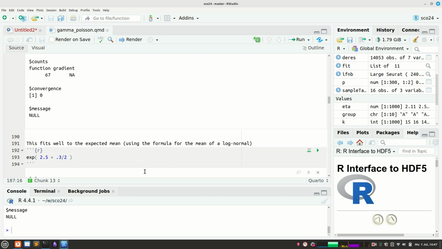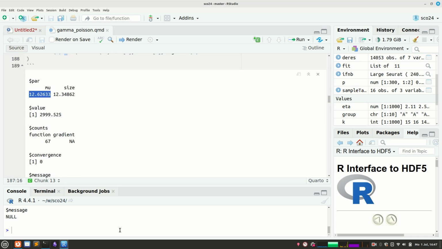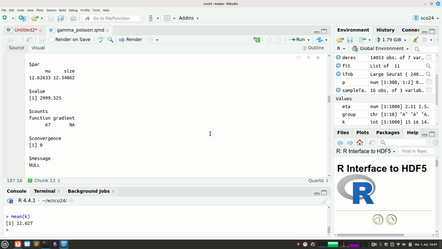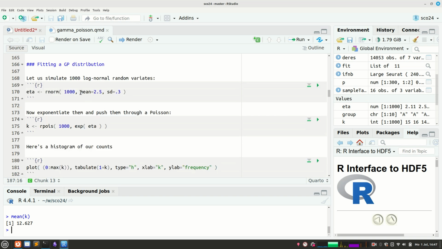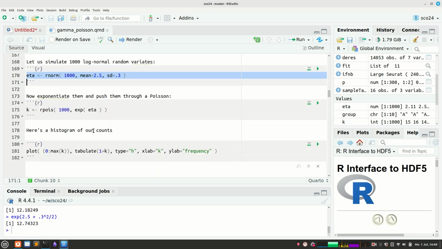Now we can ask, is this what we expect? Is 12.6 the value that we expect? Of course, it is the mean of our K. But it's also what we expect from our original distribution, because we said we take a log normal with mean 2.5 and standard deviation 3. So if I want to see what this is, I have to take exp of 2.5, and as I told you before, because of the skewness, I also have to write it like this to get 12.74. So this is the mean that we specified, and 12.62 is what we got back.